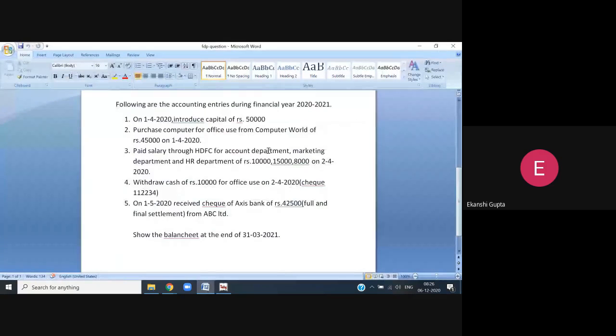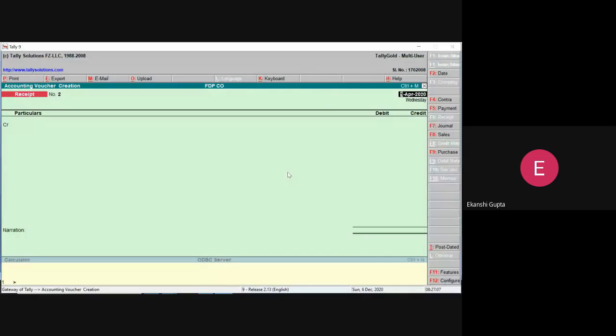So the second accounting entry is purchase of computer for office use from Computer World of rupees 45,000 on 1st April 2020. So the journal entry for this second entry would be computers to Computer World. You have purchased computer from Computer World. So the entry here would be computers to Computer World. Let's see in which voucher it would be.